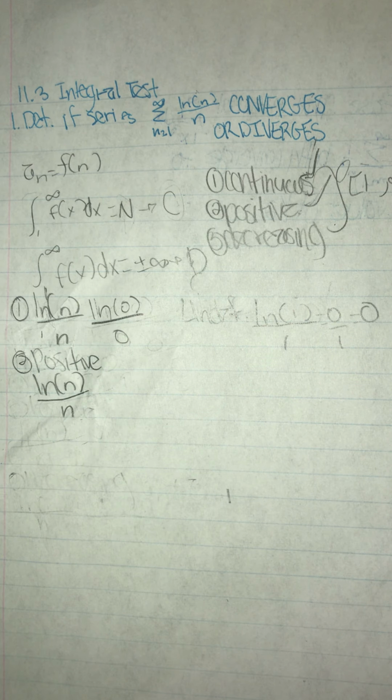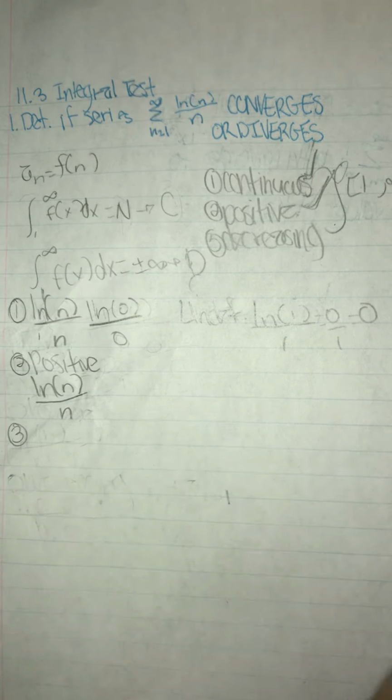We can just look at this and talk about it a little. So natural log of n over n, there's no value that's positive where it's going to make natural log of n negative or n negative. So since both of these are positive separately, the numerator and denominator, this is positive as well. And then the last thing we need to check is if this is decreasing.